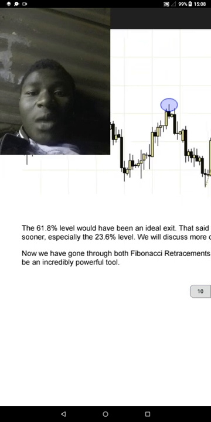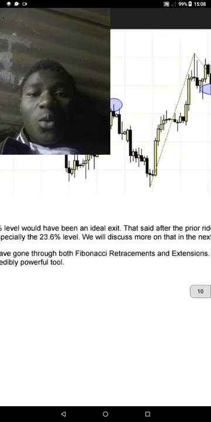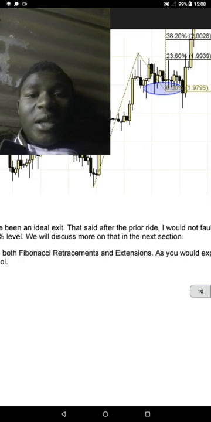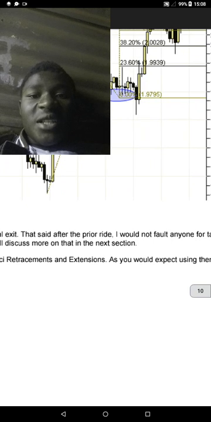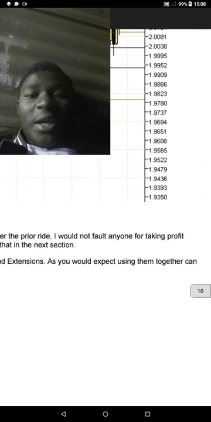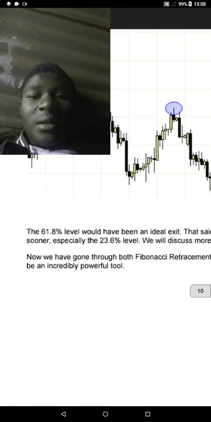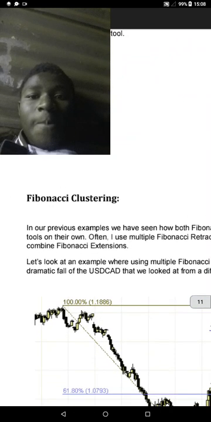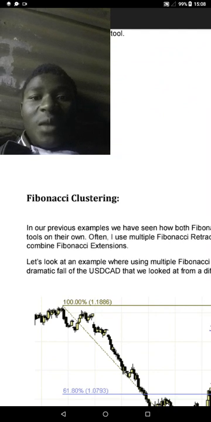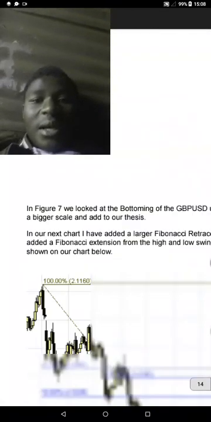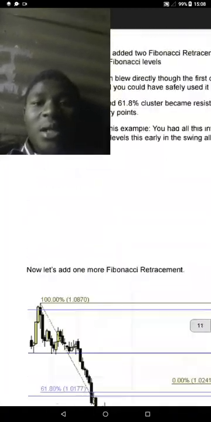Now we have gone through both Fibonacci retracement and extension. As you would expect, using them together can be an incredibly powerful tool. Fibonacci clustering. Okay, this is the last chapter, guys.